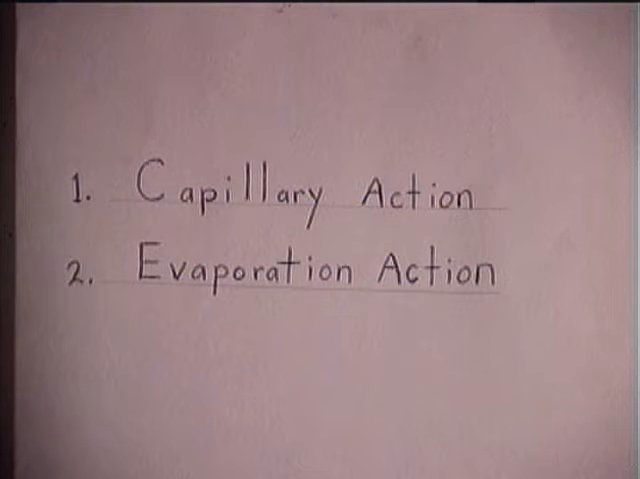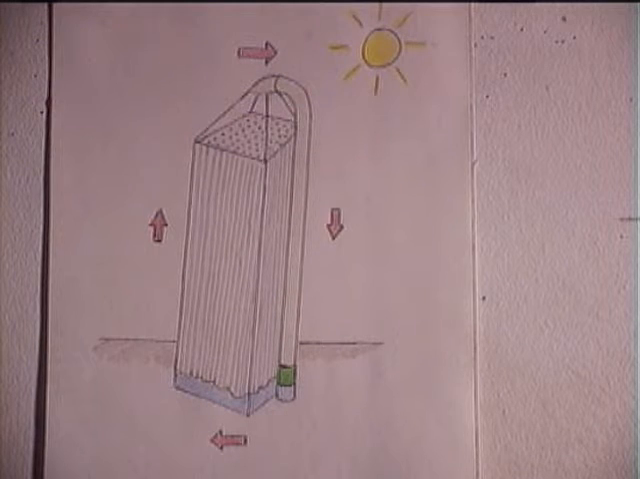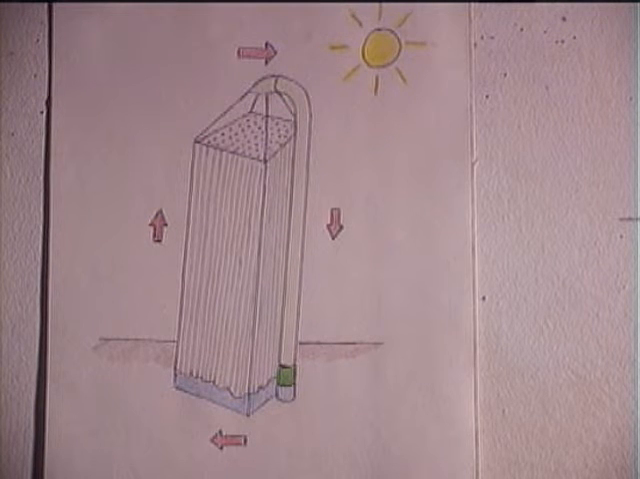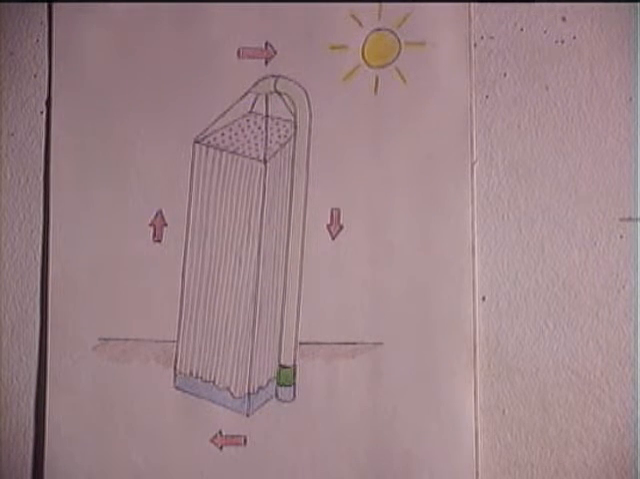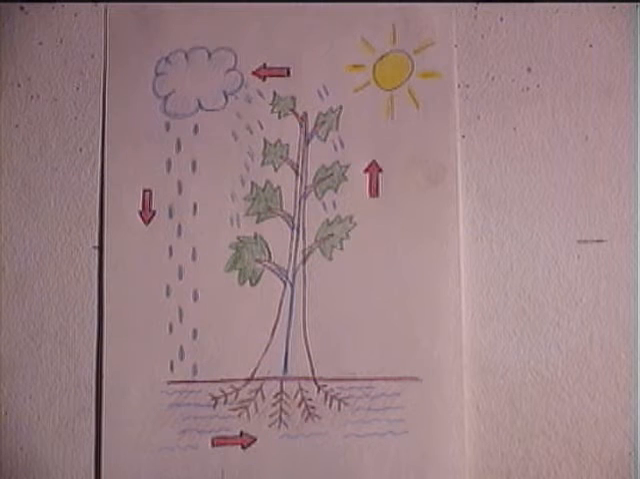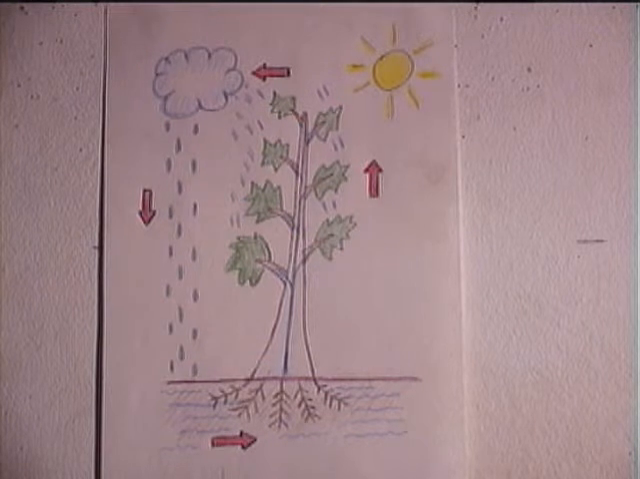Evaporation action is the heat in the air causes the top layer of water in a tube to rise into the air. This action also pulls up the next layer. I know these two actions will make my perpetual motion machine work because they are the same actions that work inside of trees. The tallest trees in the world are the sequoias or redwoods.